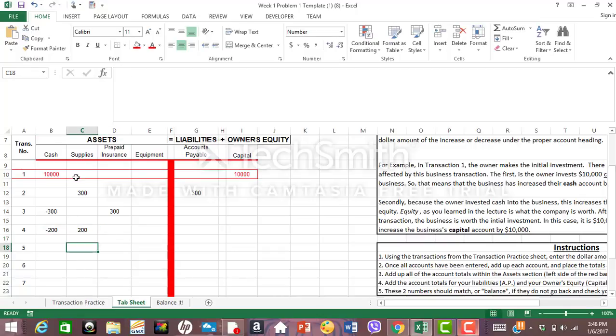Now we kind of know how much cash we have left. We started with 10,000. We purchased prepaid insurance for $300, so now we have 9,700 left. And then we purchased another $200 for supplies. We have 9,500 left of cash so far. We have $500 worth of supplies. We have $300 worth of prepaid insurance. Okay.